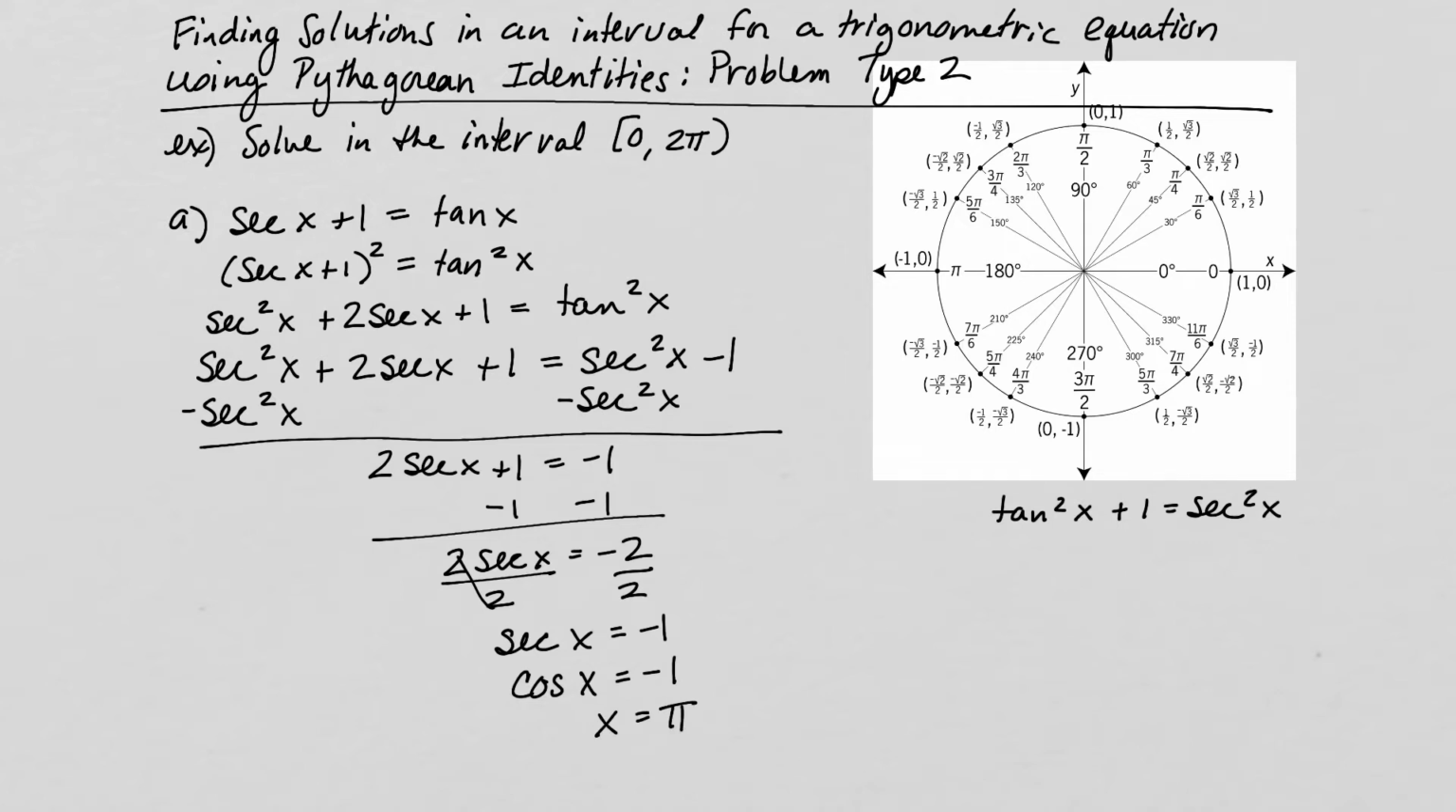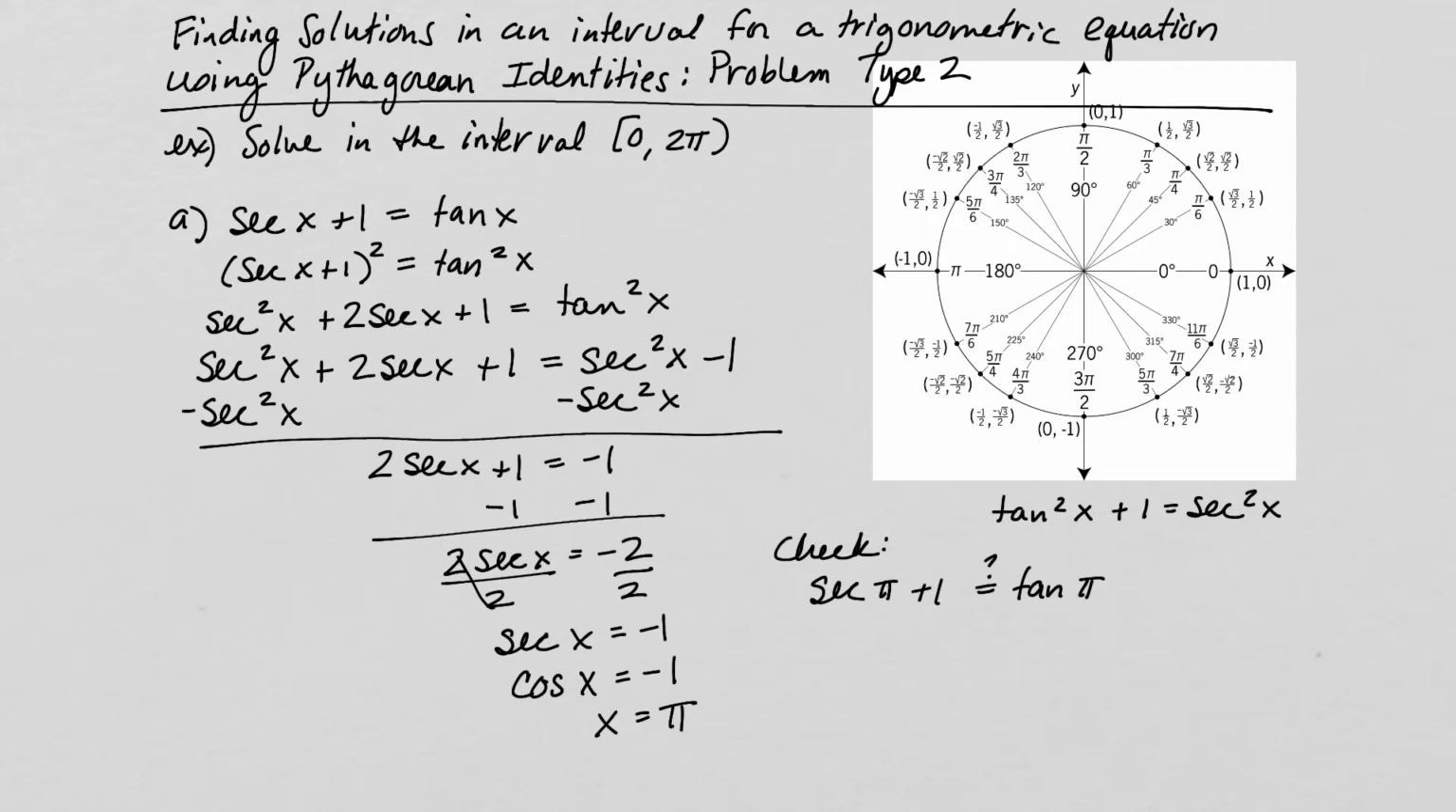Now, the issue is that I squared both sides of my equation. And if you recall, anytime you square both sides of your equation, sometimes you might get answers that are extraneous roots that don't work. So we actually also have to check our answers in these problems. So we're going to check them back in the original. So we're going to look at the secant of pi plus 1. And we want to know, is that actually equal to the tangent of pi?